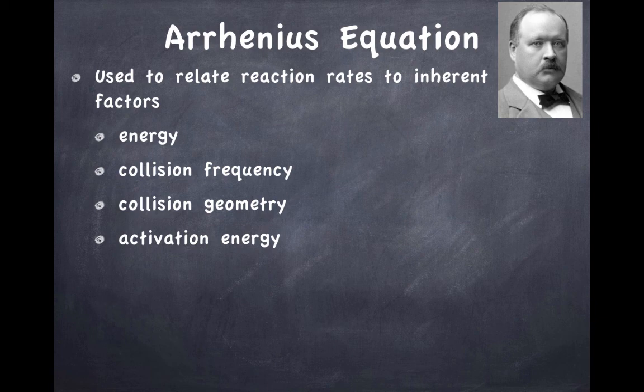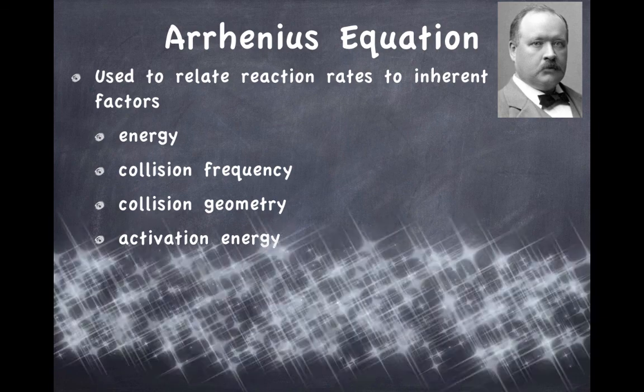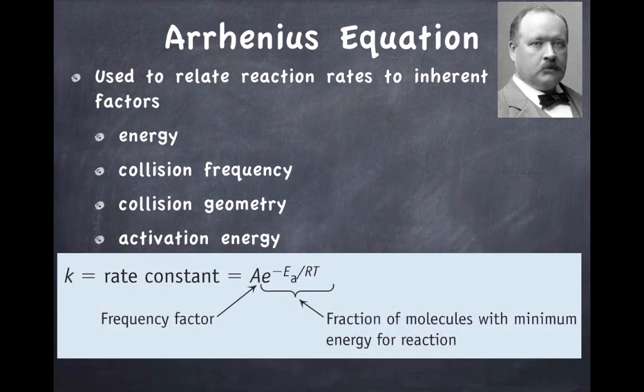So also related to kinetics is a thing called the Arrhenius equation, put forth by Svante Arrhenius. And what it really does is it relates reaction rates to inherent factors in the reaction. These are things that you can't really change. So we have the energy in the reaction, the collision frequency, the collision geometry, and the activation energy of the reaction. And here is the equation that relates all of those things together.